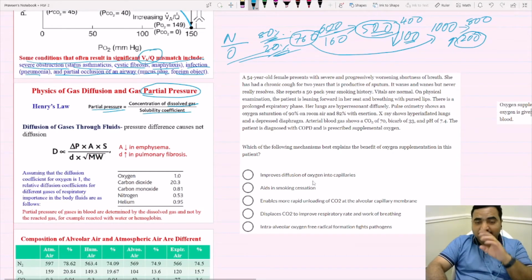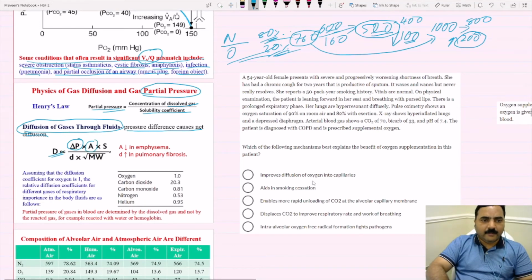Partial pressure is one important concept that helps the diffusion of the gas through the fluids. Always it goes from high pressure to low pressure. So the pressure difference or the pressure gradient, which is represented by delta P, is very important for the diffusion to happen. It is directly proportional to the diffusion.